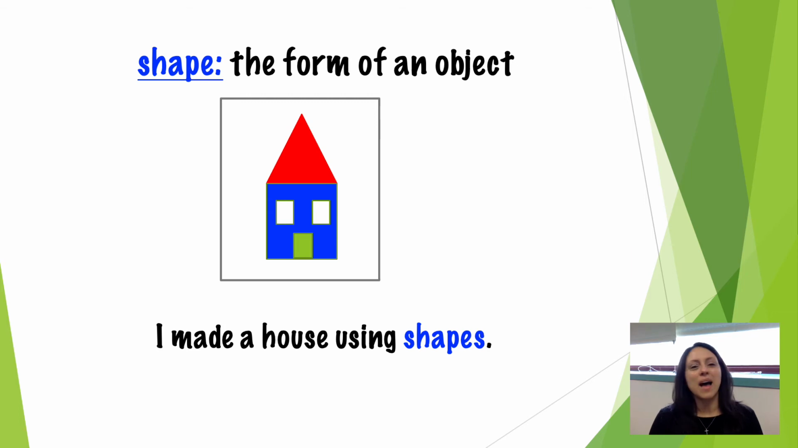Now take a look at the objects around you. What shape are those objects? Can you find an object that's a square shape? Can you find an object around you that might be a triangle shape? How about an object that's a rectangle shape or a circle shape? Great job.